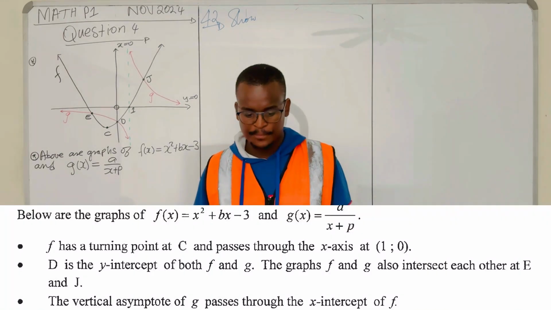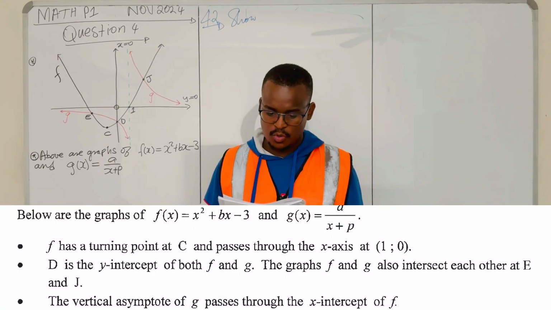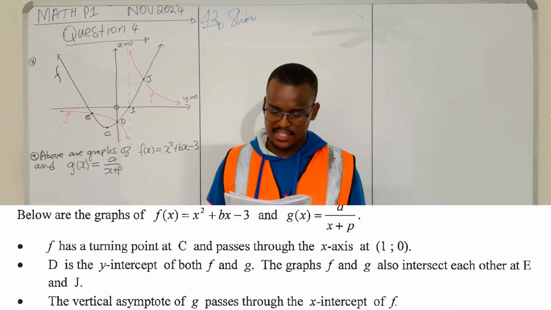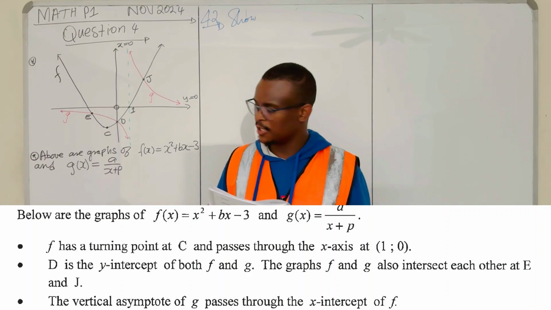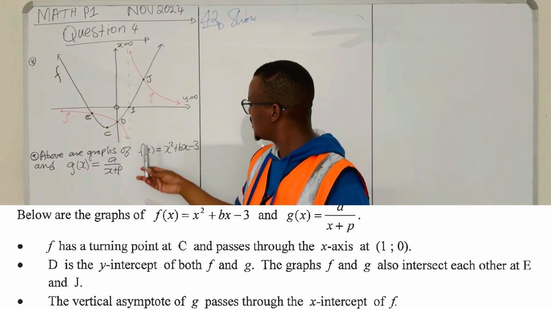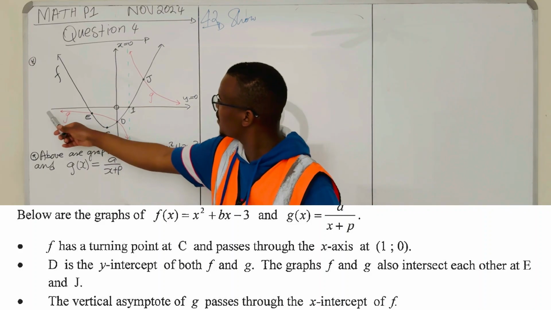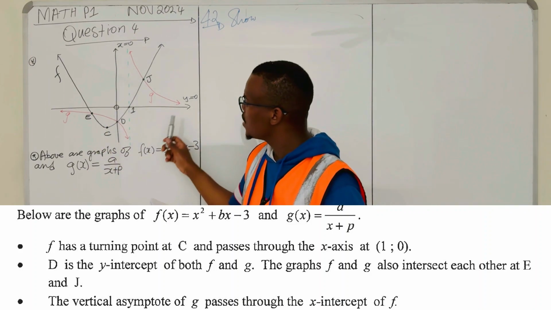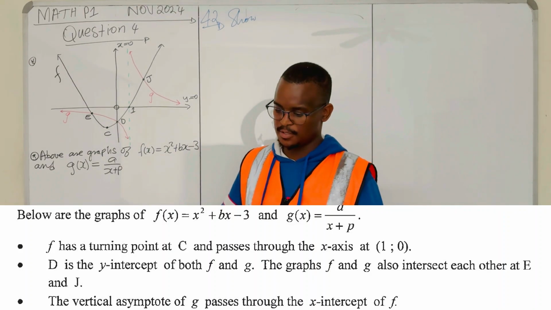So let's go. They are saying, below are the graphs of f of x is equal to x squared plus bx minus 3, and g of x is equal to a all over x plus p. So you have these two functions, f with this equation, x squared plus bx minus 3, and this function g here, the red function, which is defined as g of x equal to a all over x plus p.